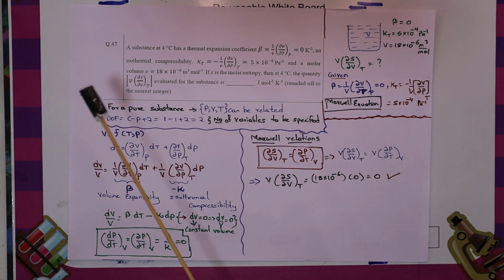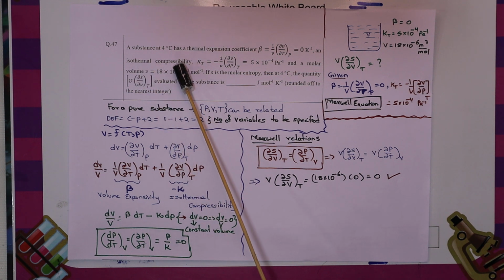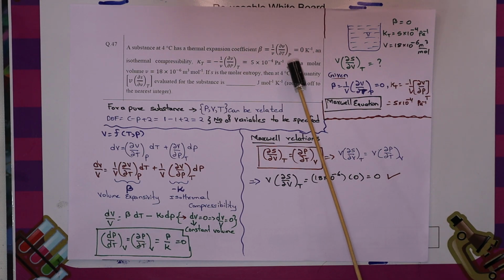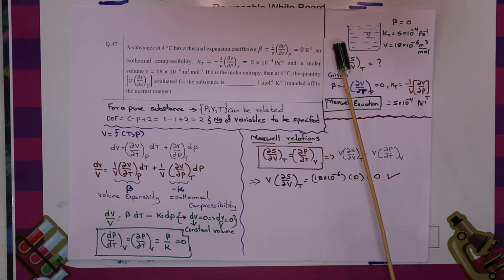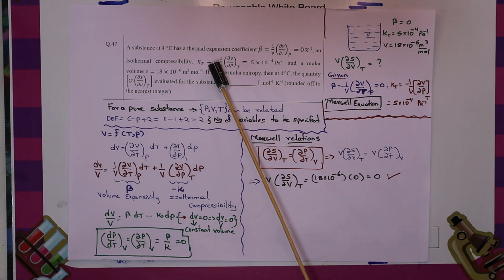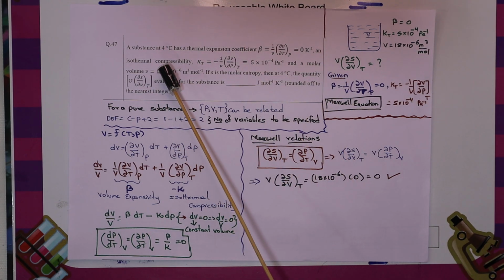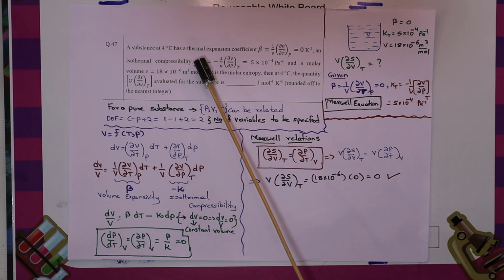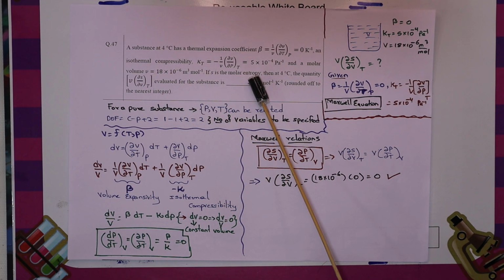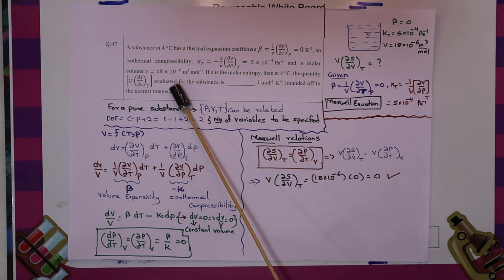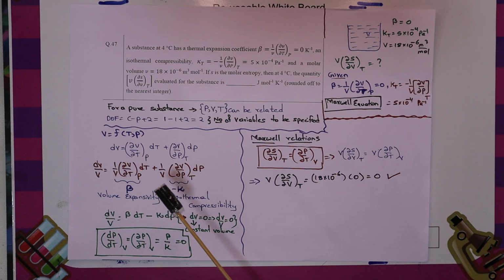So let us deal with question number 47. A substance at 4 degrees centigrade has a thermal expansion coefficient beta, that is (1 by V) into (dou V by dou T) at constant pressure, equal to 0, and isothermal compressibility KT, which is (1 by V) into (dou V by dou P) at constant T, is given. The molar volume is given as 18 into 10 power minus 6 meter cube per mole. If S is the entropy, then at 4 degrees centigrade, the quantity V into (dou S by dou V) at constant temperature should be calculated for this substance in joule per mole Kelvin.